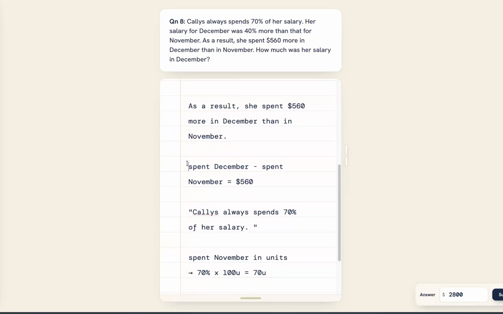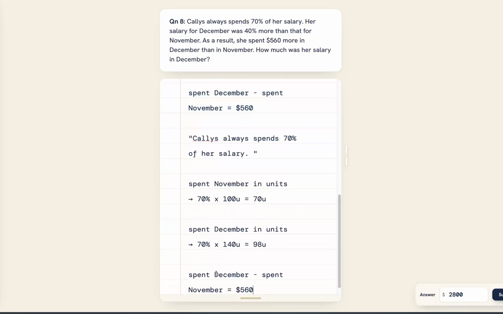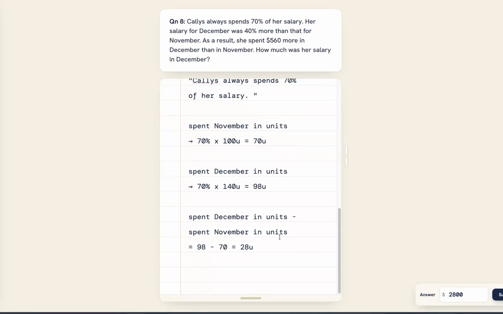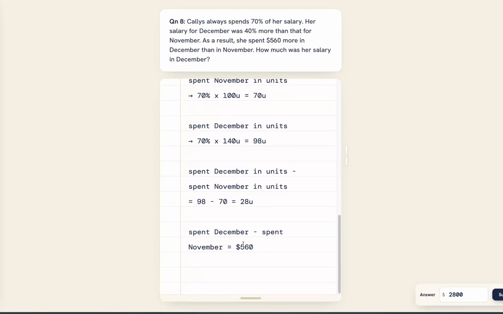So that means spent December minus spent November would then be equal to 98 minus 70, and this will give us 28 units. Since the spent December minus spent November is $560, that means 28 units is equal to $560. So we need to know how much was her salary in December.